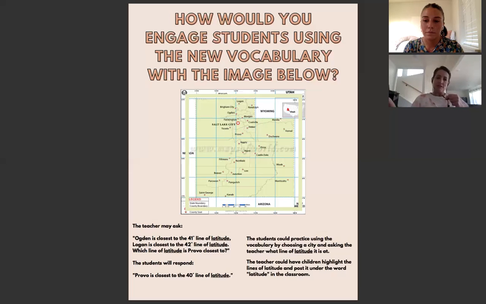That might be appealing to students because they often like to trick a teacher, and they'll probably pick some random town that nobody's ever heard of. Now the teacher has to go research it. So it might engage the students in that way. Plus, they'll have to use the word latitude in order to ask their question. Finally, we thought the teacher could have the children highlight the lines of latitude and post it under the word latitude in the classroom to help them remember what that concept is.